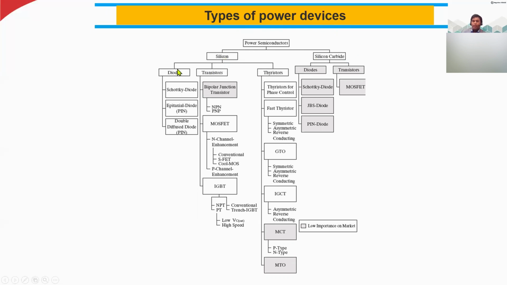And silicon based, we have diodes, transistors, thyristors. These three are the three device families. Under the diode family, we have several different types of diodes, which are Schottky diode, epitaxial diode, double diffused diode, and so on, PIN. But mostly we will just use general purpose power diodes in this course. So you don't need to worry about these other devices. But I think you have studied about Schottky diode, at least in your electronic course, I assume.